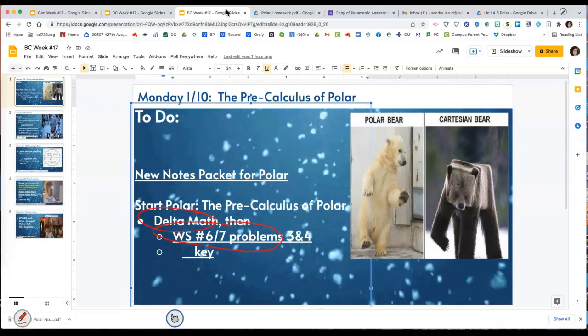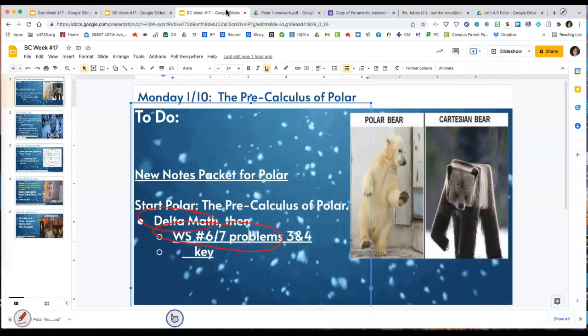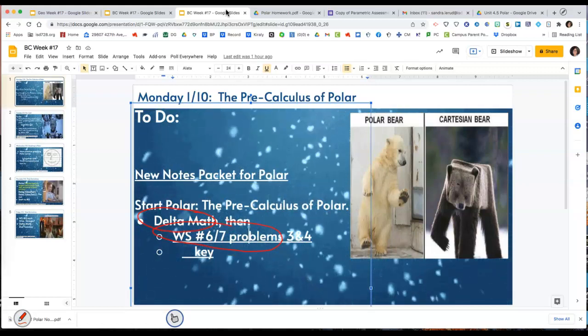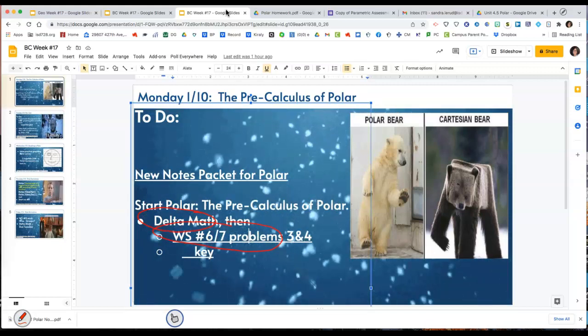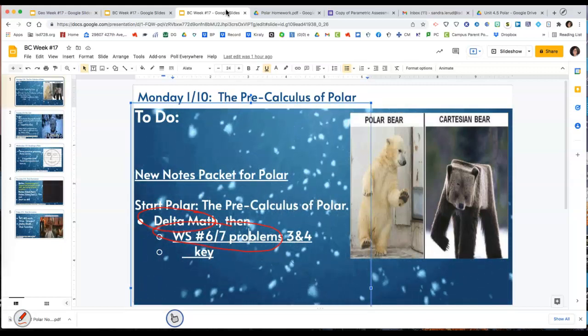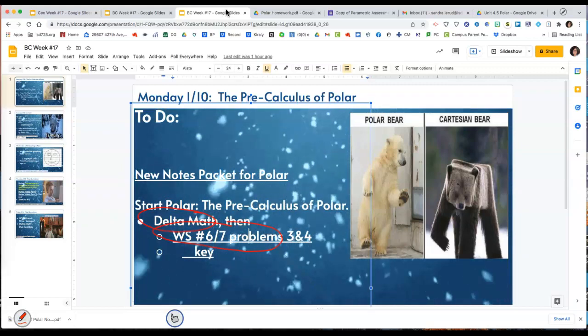Did it make sense? It's just weird. Polar is going to be really awkward for a while. And then once you get good at it, we're done.